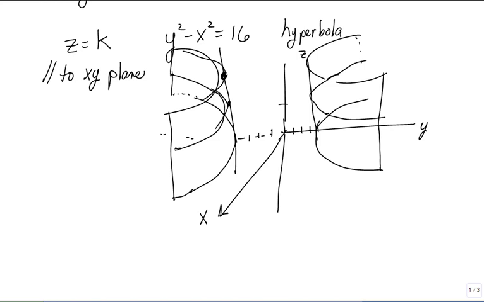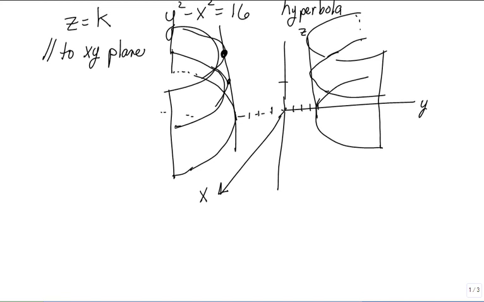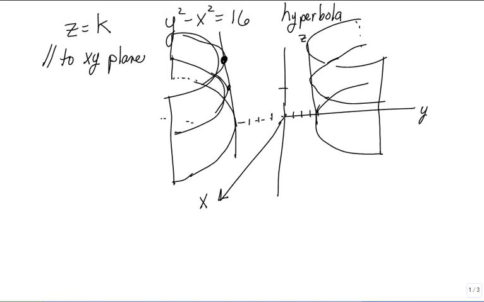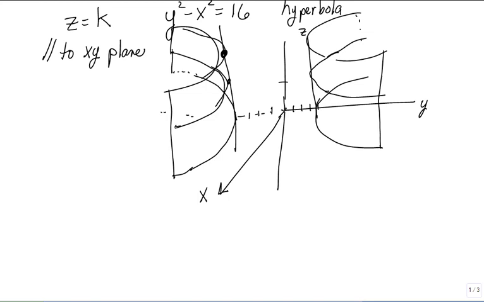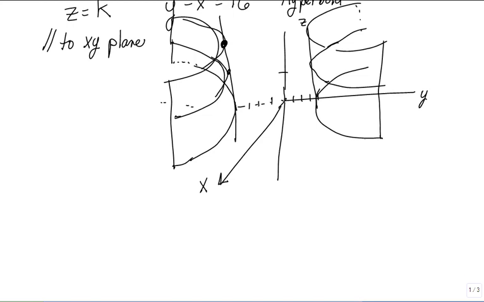All right, now these graphs can be, of course, drawn in Maple, which I'm going to show you in a minute. I'm going to use Maple to draw a lot of these. And they can be classified, and they have names. And you can tell what they are just by looking at their traces. So the first one we're going to look at is an ellipsoid.